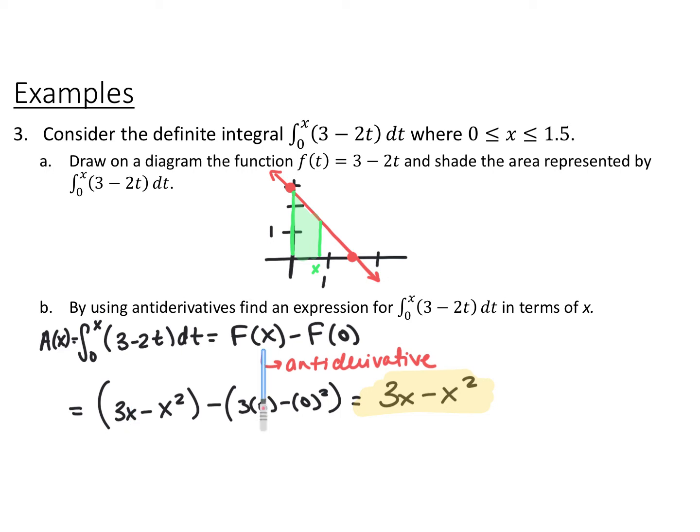So I need to define the function whose derivative would be 3 minus 2t. Well, if it's a 3, that means that the original function was a 3x because the derivative of 3x is 3. If it was a minus 2t, that means that it originally had to have been an x squared. And then what do I have to multiply that by when it becomes a 2? And it would have just been a 1. So my original function before I took the derivative would have been 3x minus x squared. And then I'm going to subtract off plugging in 0 for x, and that whole thing is just 0. So my area function is going to be 3x minus x squared.